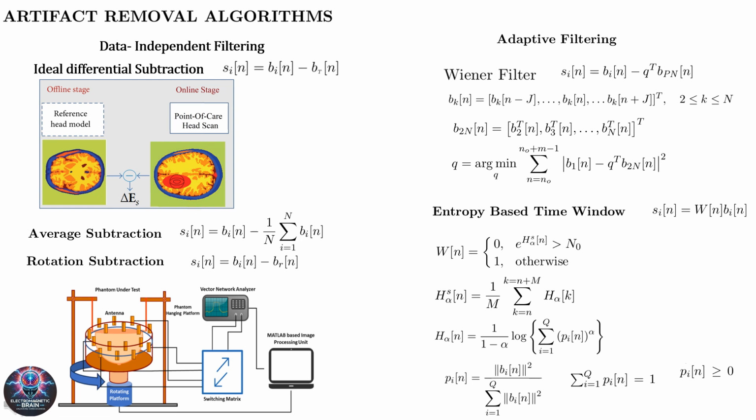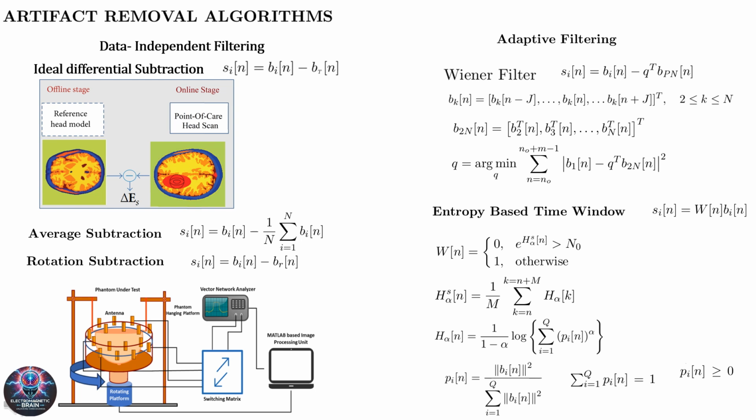The slide divides artifact removal techniques into two broad categories: data-independent filtering and adaptive filtering. Both approaches aim to minimize unwanted reflections and noise, thereby enhancing the quality of the reconstructed image and improving diagnostic capabilities. In the data-independent section, several specific methods are demonstrated, each aiming to suppress clutter without relying on real-time data adjustments.